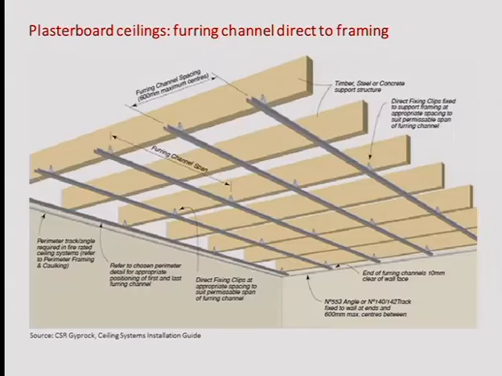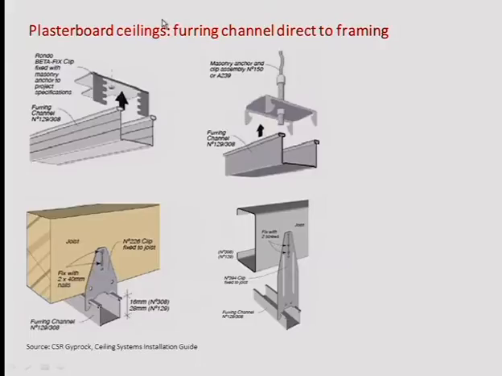In some other cases, you'll find that you don't really have much room for services, so probably they will run through the joist, so you will use that space for the services. And what happens is that the clips to fix the furring channels are actually connected straight to the joist. So you've got the clips straight there, and then the channels ready for the plasterboard.